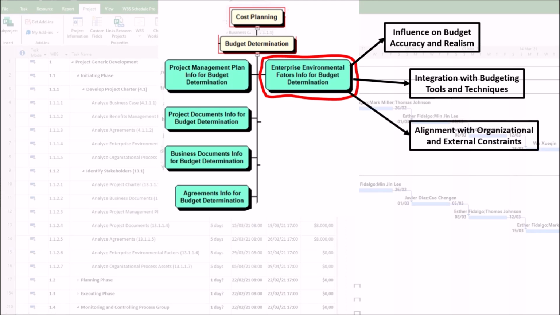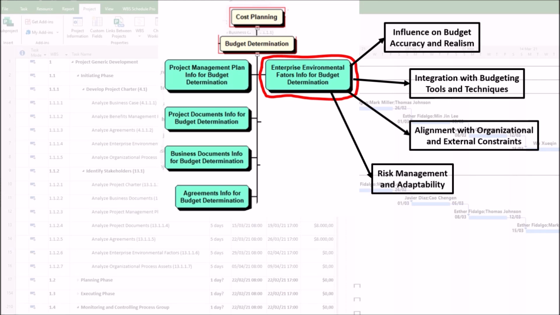3. Alignment with organizational and external constraints. First, internal enterprise environmental factors. Organizational culture, resource availability, and project management information system capabilities dictate how budgets are structured and approved. Second, external enterprise environmental factors. Government policies or industry standards, such as environmental regulations, can mandate specific budgetary allocations. Ignoring these factors may lead to misaligned budgets that fail to meet stakeholder or regulatory expectations.